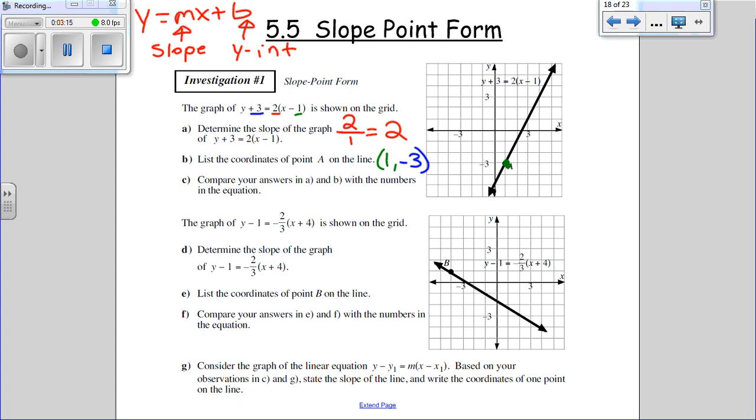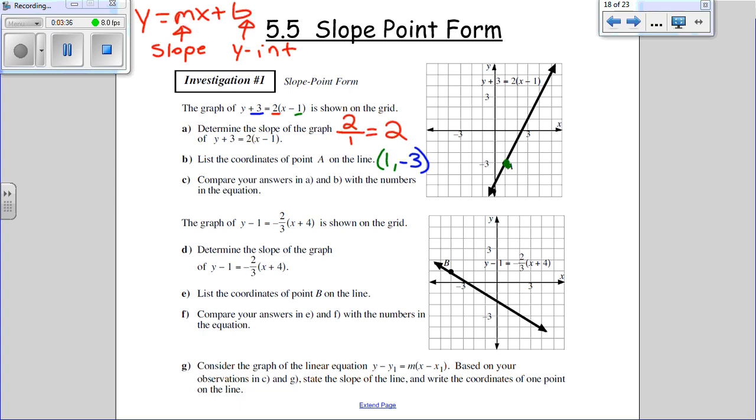Now, this x-coordinate was positive 1. In the equation, it looks like it's negative 1. And the y-coordinate is negative 3, but in the equation, it's actually positive 3. And that's a trend that we're going to catch on to when we do it again. If you do the second investigation, you're going to notice that the trend kind of continues on, and these numbers appear in the same location.